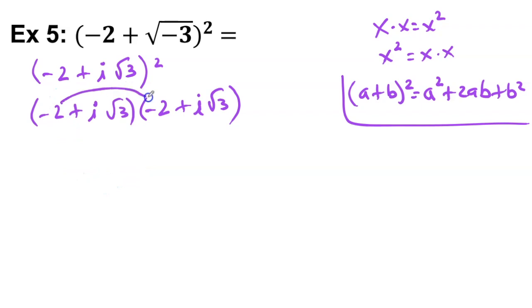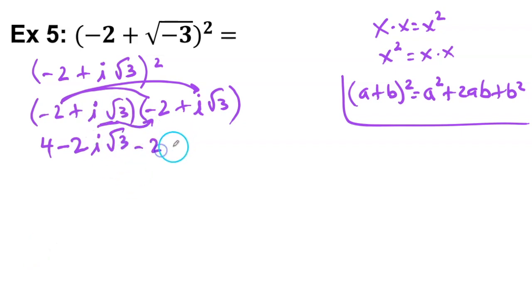Let's go. Negative 2 times negative 2 gives me positive 4. Negative 2 times this is going to give me negative 2i square root 3. And now the second term times negative 2, and that's going to give me negative 2i square root 3. And the second term times the second term. i times i is going to give me i squared. Square root 3 times square root 3 gives me square root of 9. That's FOIL. Now let's see if we can combine something.